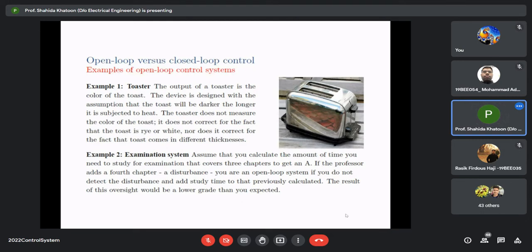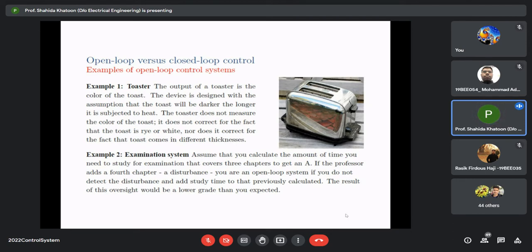So let us examine another system. Assume that you calculate the amount of time you need to study for an examination that covers three chapters to get an A grade. If the professor adds a fourth chapter, a disturbance, and you are an open loop system, you do not detect the disturbance and add study time to that previously calculated. The result of this oversight would be a lower grade than you expect, right? So these are basically two real life examples of an open loop system.